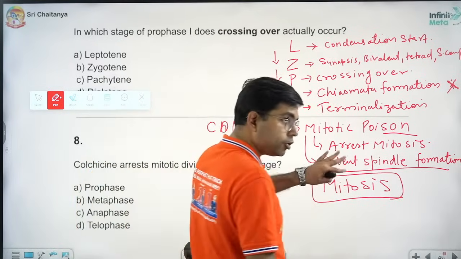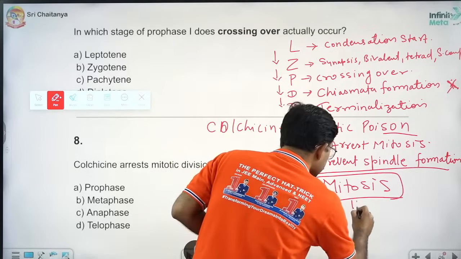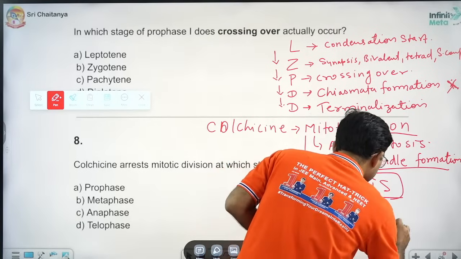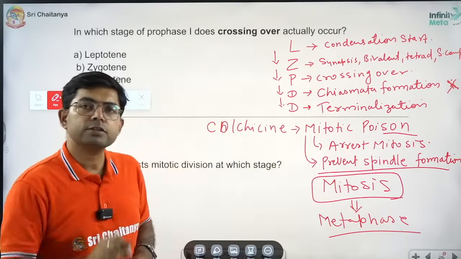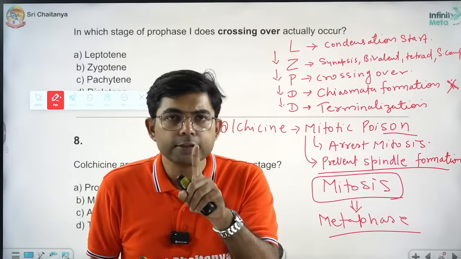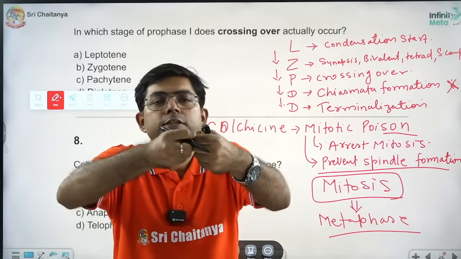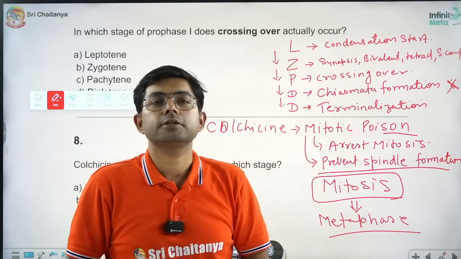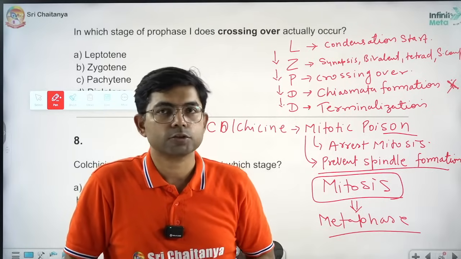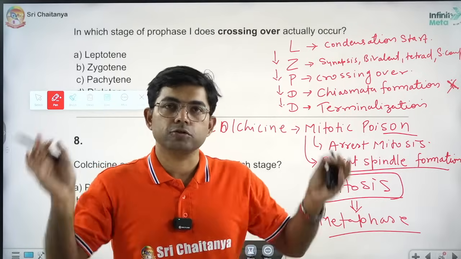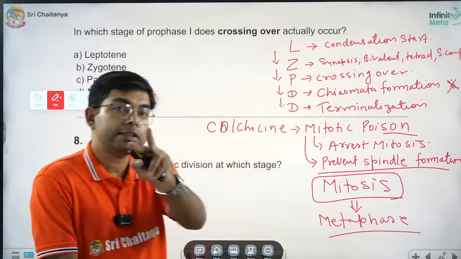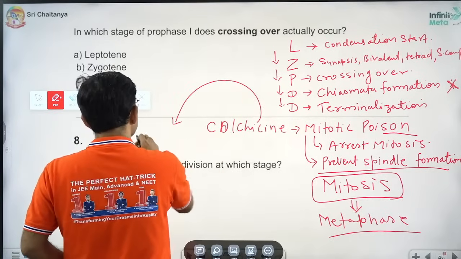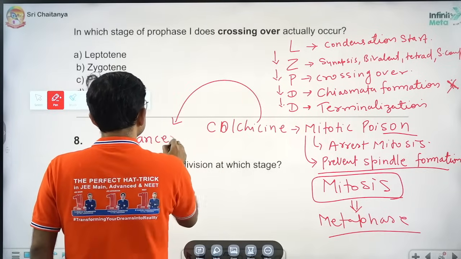In mitosis it happens, and of course in which phase? Metaphase. Because what happens after metaphase? In metaphase the spindle fiber is formed, but in anaphase they will segregate. Now if you arrest the spindle fiber in metaphase, will anaphase take place? No. Will chromosomes segregate? No. So cell division will stop, and because it has a tendency to stop cell division, colchicine is used as a cancer drug.